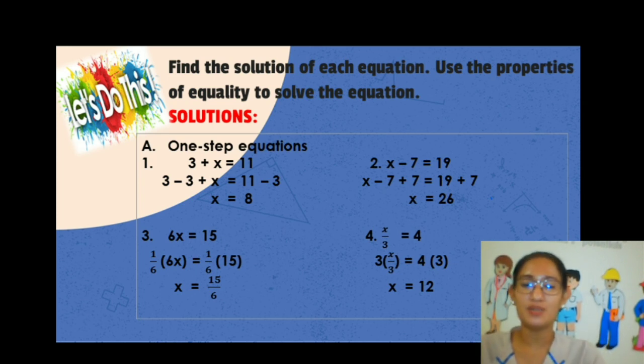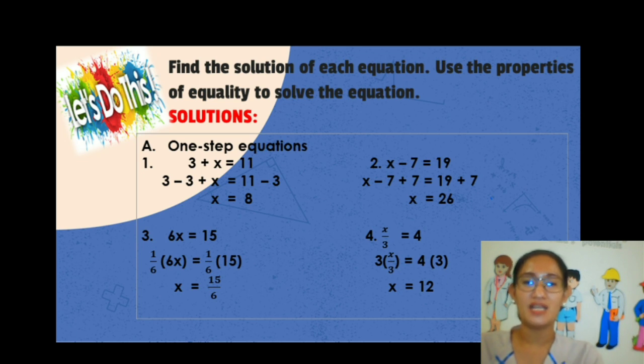Letter A, one-step equation. Number 1, 3 plus x equals 11. We will subtract 3 from both sides, so we will have x equals 8. Number 2, x minus 7 equals 19. We will add 7 to both sides to get x, which is 26.